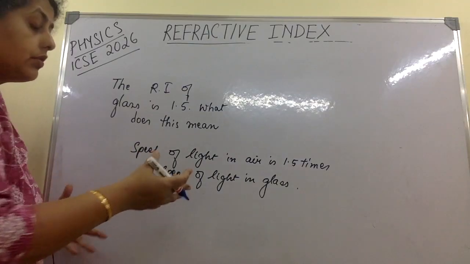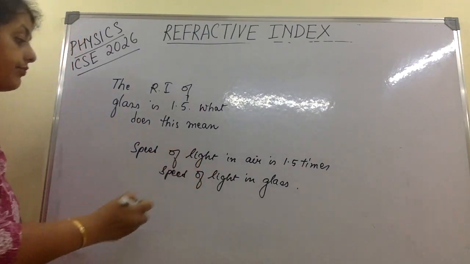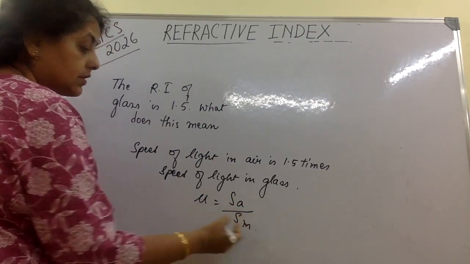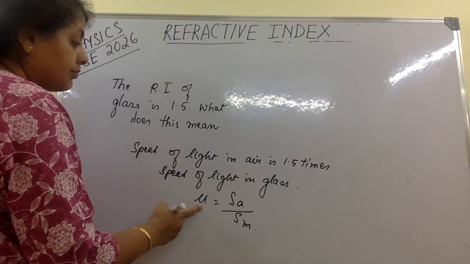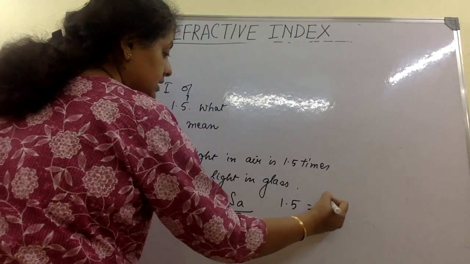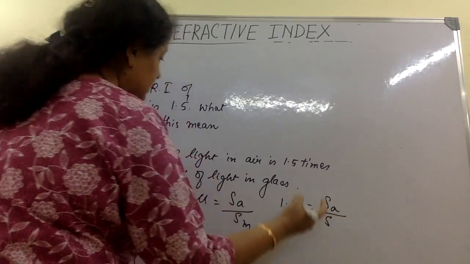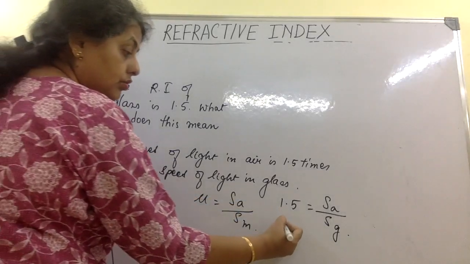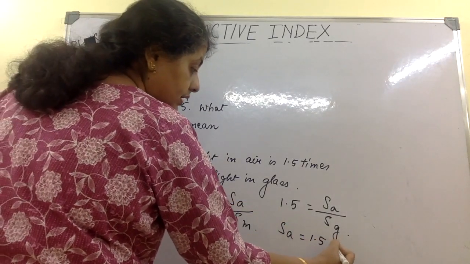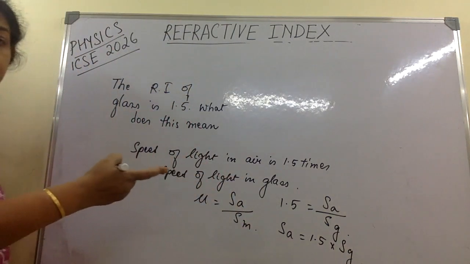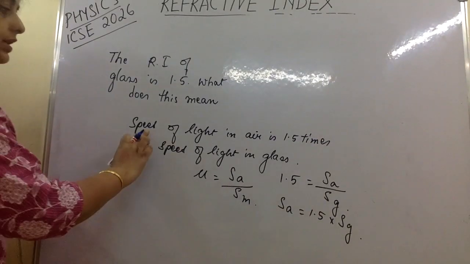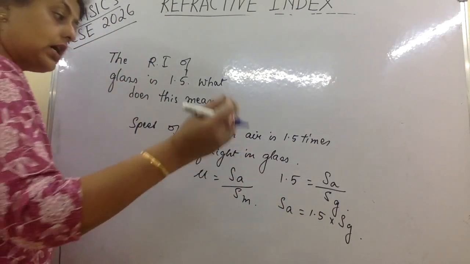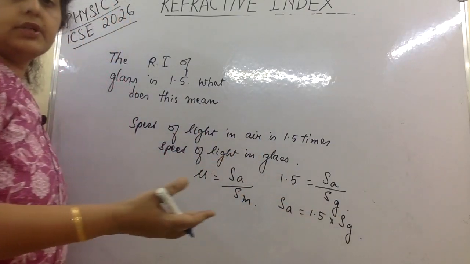This is such a statement. Where is it coming from? Let's see where it is coming from. Mu is equal to speed in air by speed in medium. This is the formula we use. Now mu, if it becomes 1.5, this is speed in air, and speed in, this time the medium is glass, because this is refractive index of glass. So S_A becomes 1.5 into S_G, speed of light in glass. So you see whatever I have written here, speed of light in air is 1.5 times the speed of light in glass.